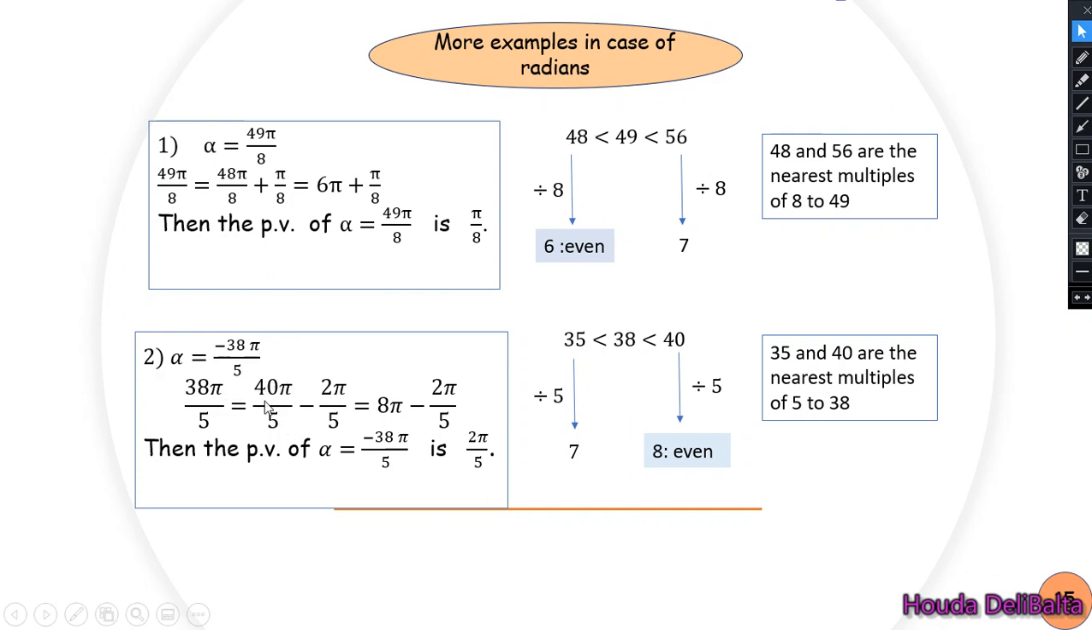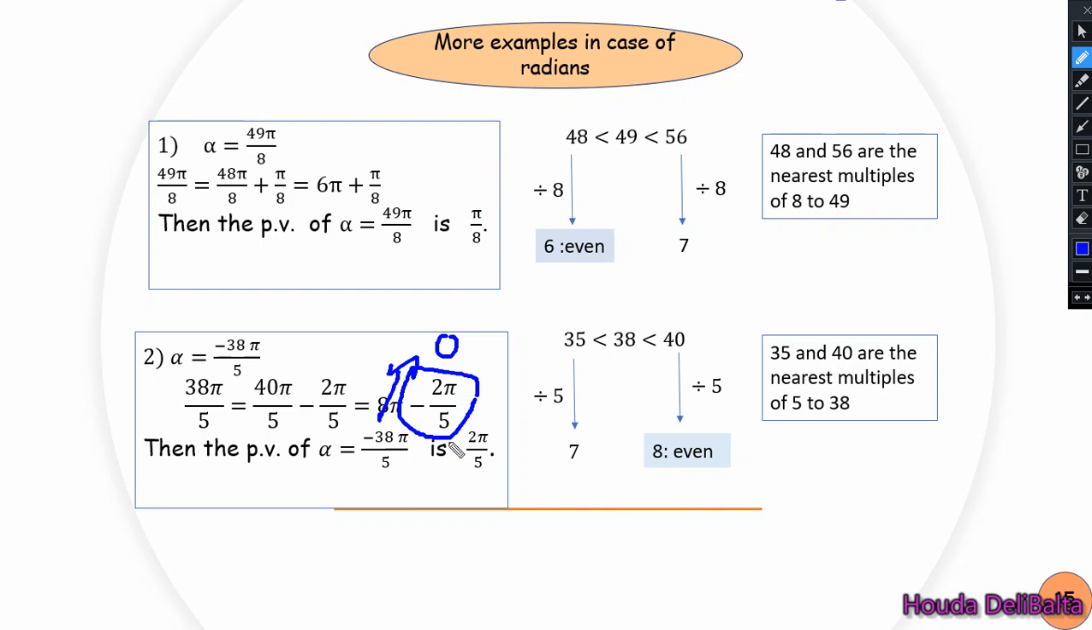Then what does 38 pi over 5 have to do with 40 pi over 5? We have to subtract 2 pi over 5 to get this result. Now 2 pi over 5 is now the principal value. So 40 pi over 5 will be 8 pi, and as you know, whenever an even number is multiplied by pi, it's like going to 0. Then what remains is the principal value.